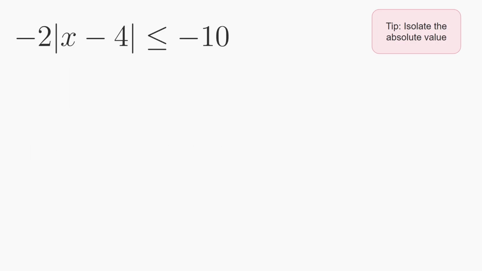Like previously mentioned, our first step is to isolate the absolute value. So we're going to start by dividing by negative 2. So we start with the absolute value of x minus 4. In this case, we're dividing by a negative 2, a negative number, so we need to flip this inequality sign. So we're going to make it greater than or equal to. Negative 10 divided by negative 2 is 5. We're going to draw a number line.